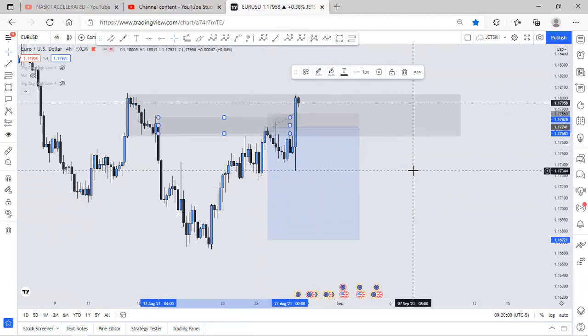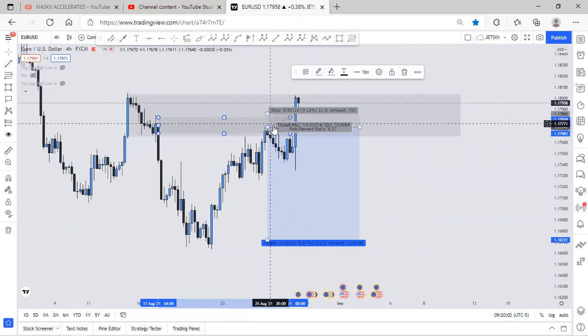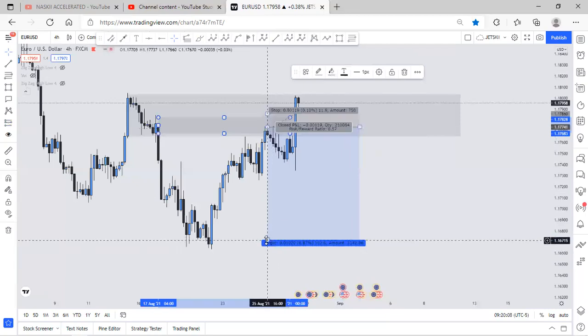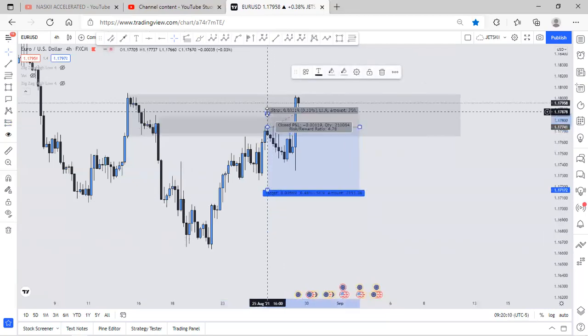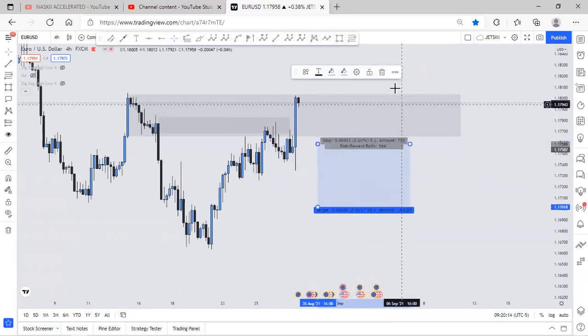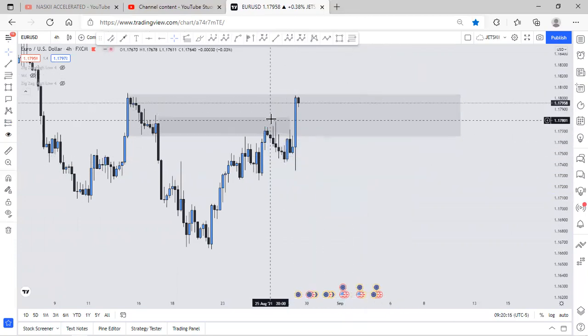Okay, so we saw this thing was supposed to sell, but now it failed. You see, it failed. Maybe you sold, and then it came back and took you out, maybe at break even. So already it sold, and now it's supposed to tell you something.